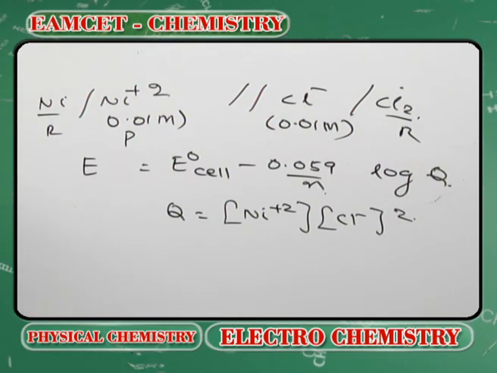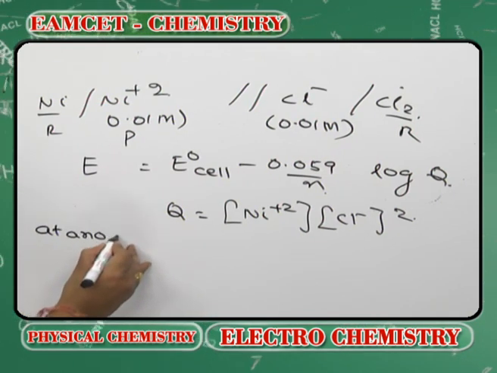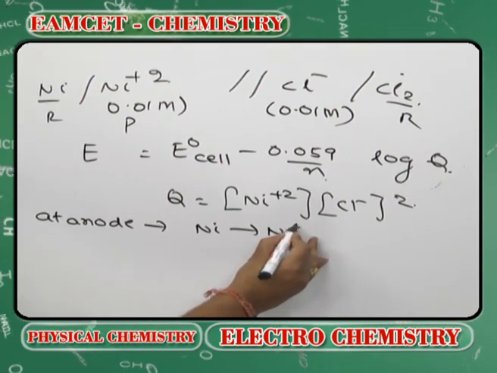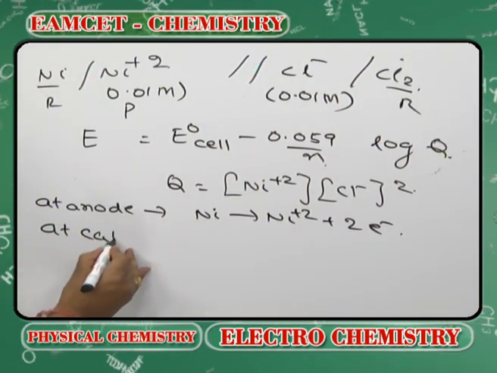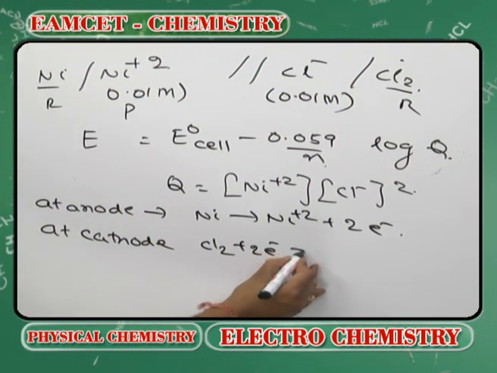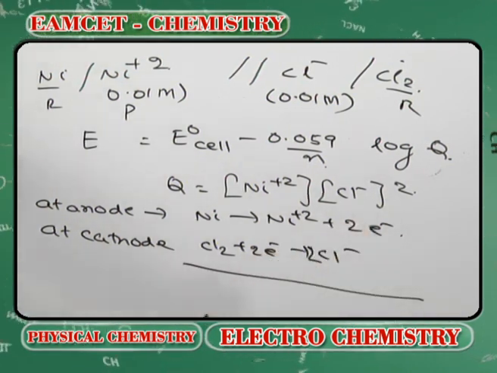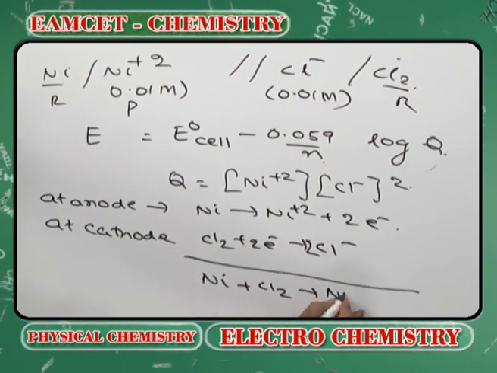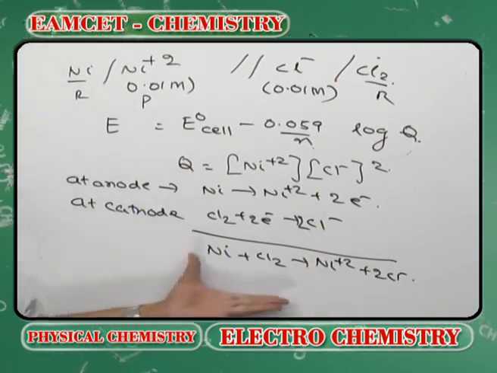To make it clear, what is the reaction at the anode? Nickel is giving rise to nickel plus 2 and 2 electrons. What is the reaction at the cathode? Cl2 plus 2 electrons giving rise to 2 Cl minus. What is the net reaction? Net reaction: nickel plus Cl2 gives rise to nickel plus 2 and 2 Cl minus. This is the point.